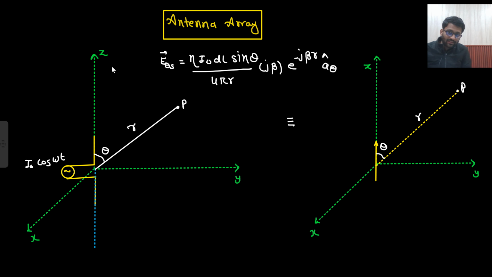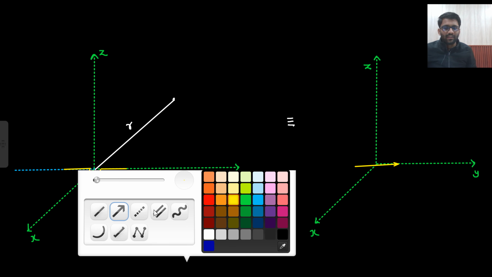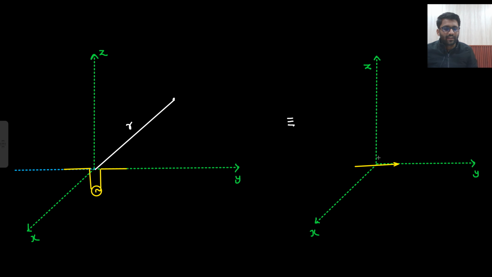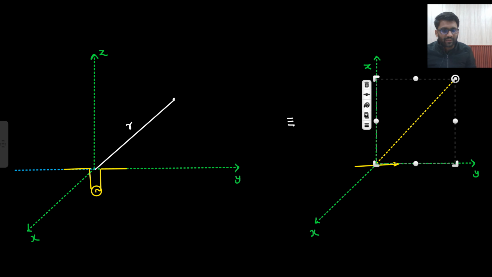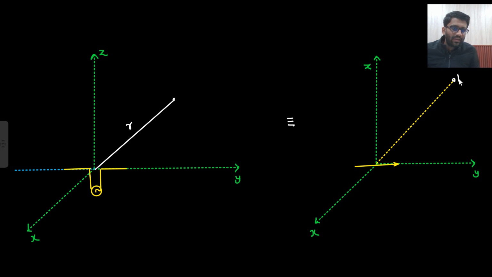This is lying on the Z axis. Antenna is lying on the Z axis, so arms of antenna are lying on the Z axis. Here arms of antenna are lying on the Y axis. So if I have made this particular structure, then you will be able to know what the actual structure is. And at point P, at distance R, I need to find the electric field.